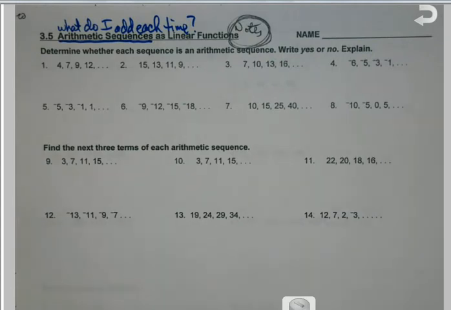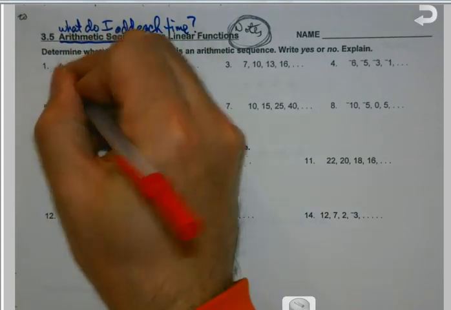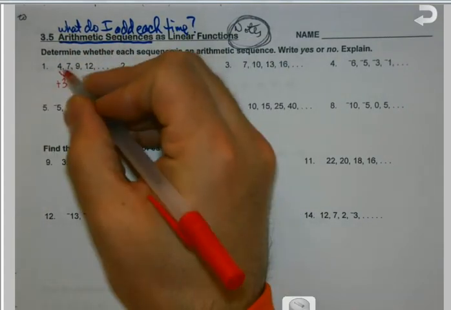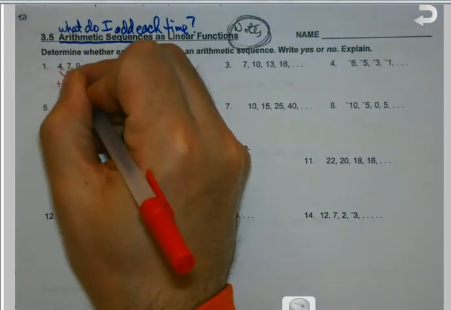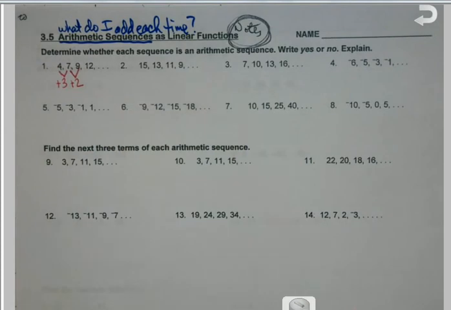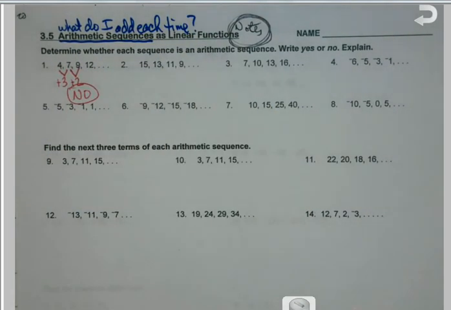So here's how this works. When we start looking at these, so like for instance in number 1, what do I add to 4 to get up to 7? 3, okay. But the question then becomes, what about when I go from 7 to 9? As soon as you see two different numbers, once I see that it's not the exact same pattern all the way through, it's not an arithmetic sequence, and I'm done.